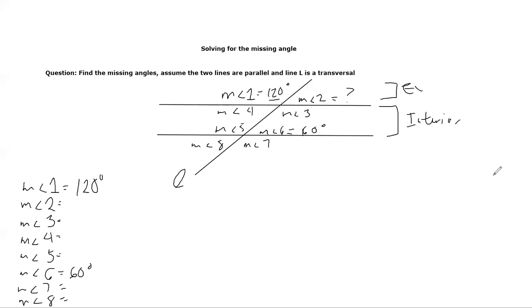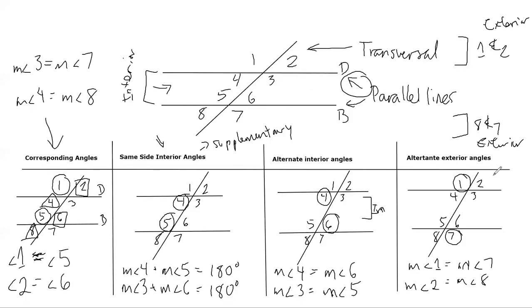This is exterior. These two are going to be exterior angles. And we know that there's going to be a couple angles that are corresponding. Let's start with corresponding angles, all right? Which angles correspond to each other? Because remember, corresponding angles equal one another. Let's go back. Corresponding angles, it looks like 1 and 5 are an example of corresponding angles.